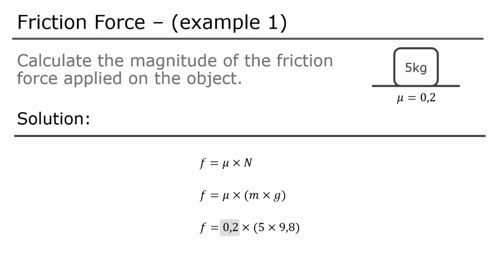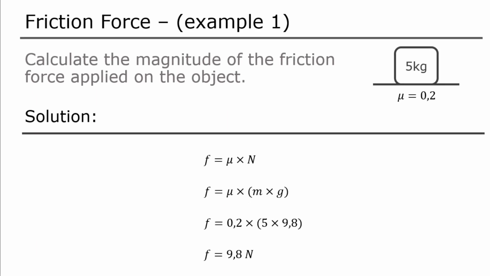Coefficient of friction is 0.2, mass of the object is 5 kilograms, and the gravitational acceleration is 9.8 meters per second square. The magnitude of the friction force experienced by the object is 9.8 newtons.